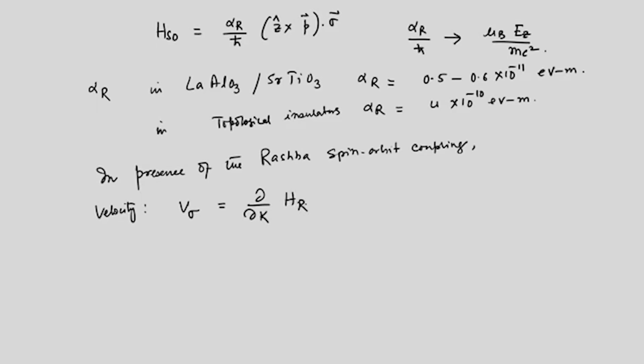Let us write it with the SO, and this is nothing but some alpha R z cap cross sigma, and now you see why I wrote it with V sigma, because there is a sigma there, and this will give different velocities to different spin components, that is upspin and downspin components.